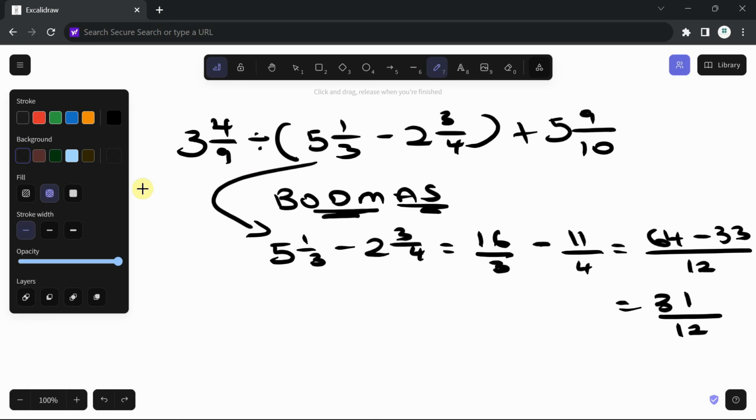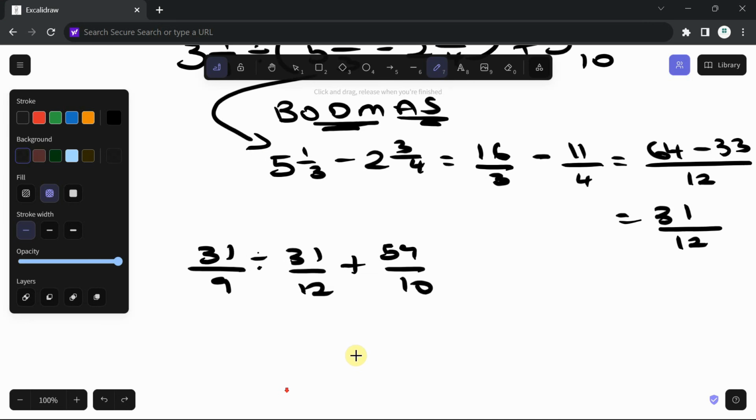So by the time I resolve this bracket, I have 31 over 12. Great. So before I replace this with 31 over 12, let me change all of the other terms to improper fractions. 9 times 3 is 27. 27 plus 4 is 31. So 31 divided by 9, divided by, I'll replace this with what I have here, 31 over 12, plus 10 times 5 is 50. 50 plus 9 is 59, 59 over 10, right? Now, after the brackets, you can see the of, division, and multiplication come first before addition and subtraction. So I have to do division first.